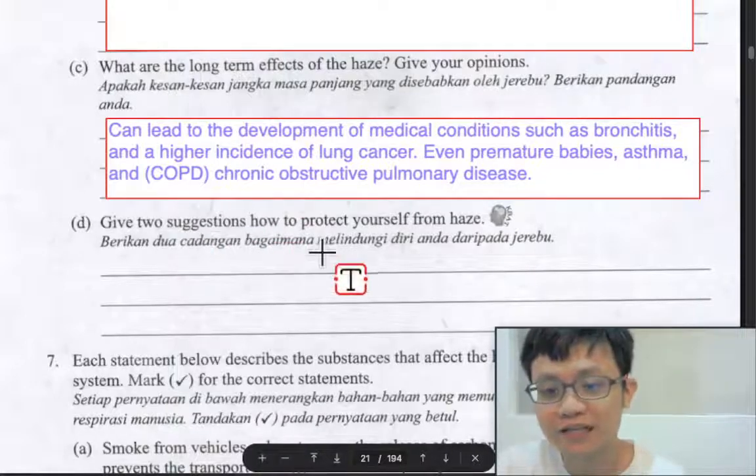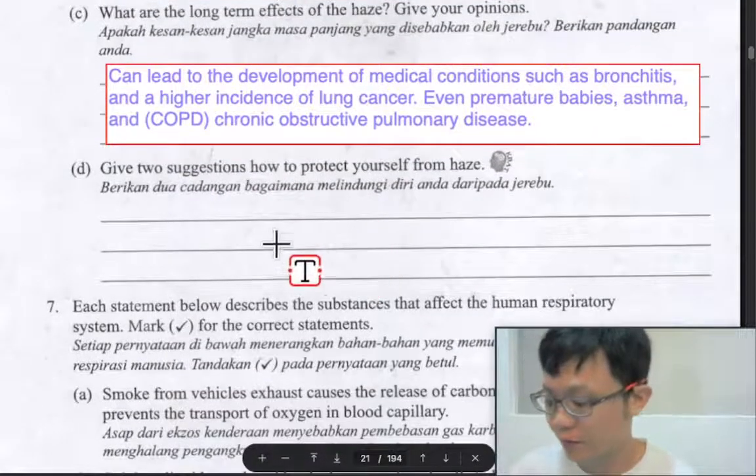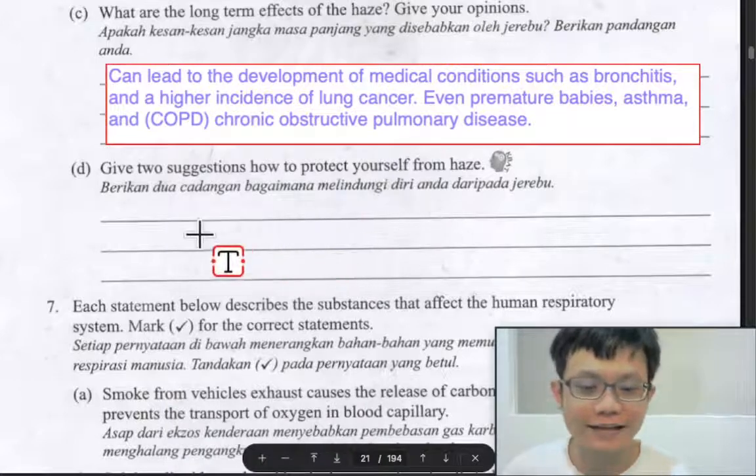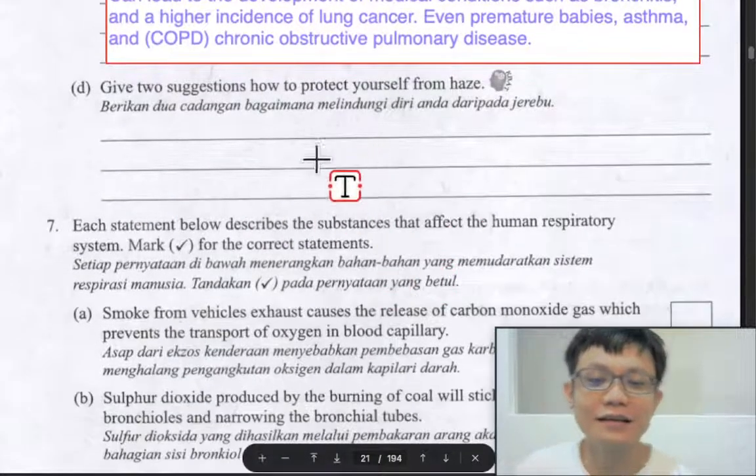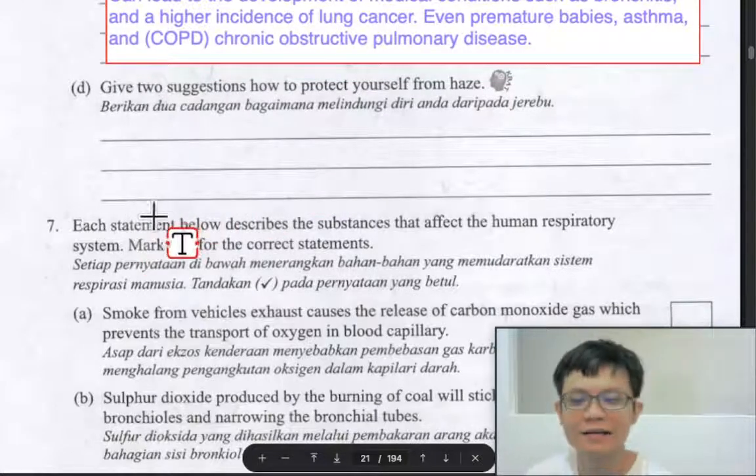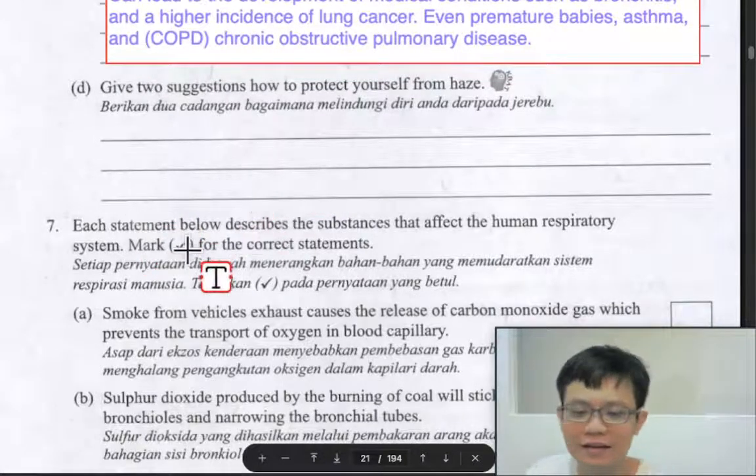Give two suggestions how to protect from haze. Hey, I feel now with COVID-19 there's like no haze problem. Last time always got haze. Now suddenly due to COVID, suddenly no haze already.